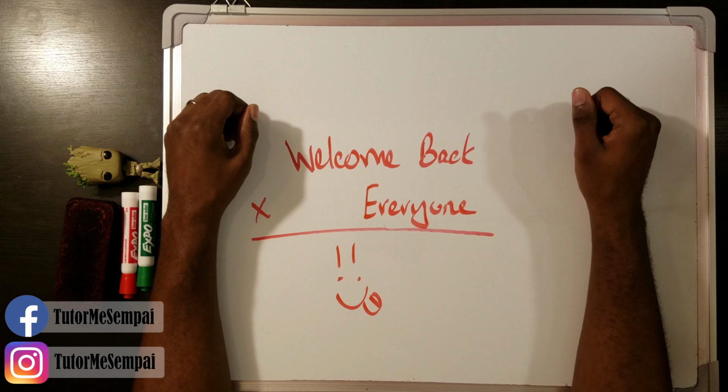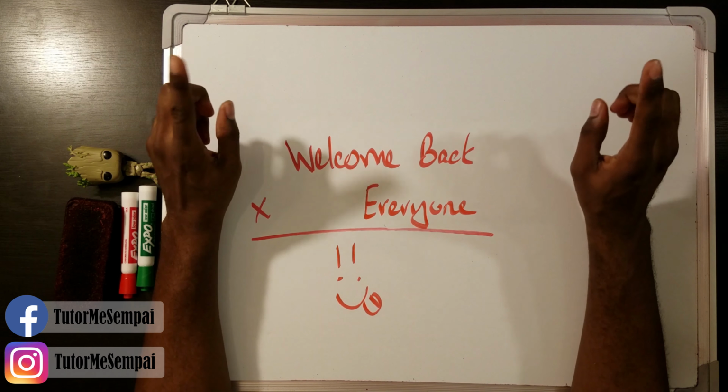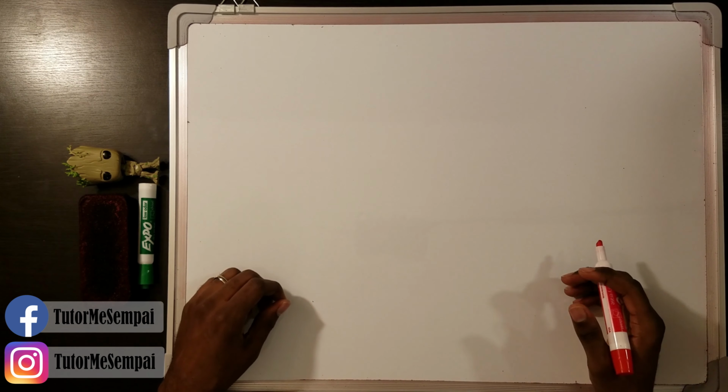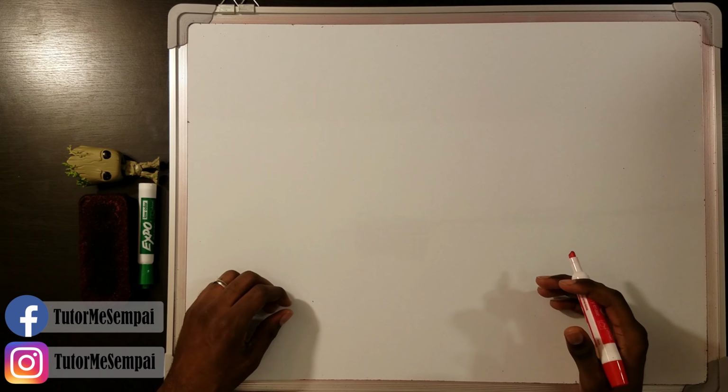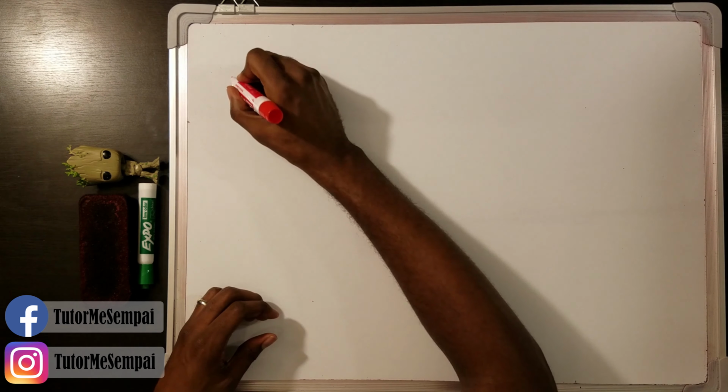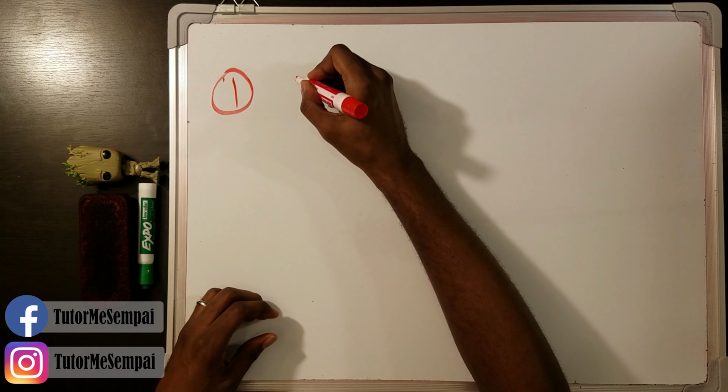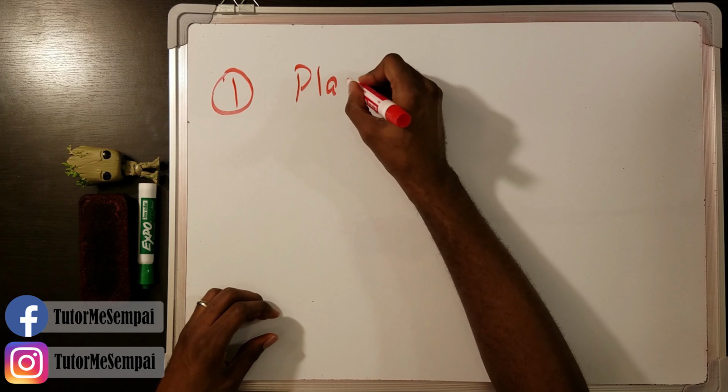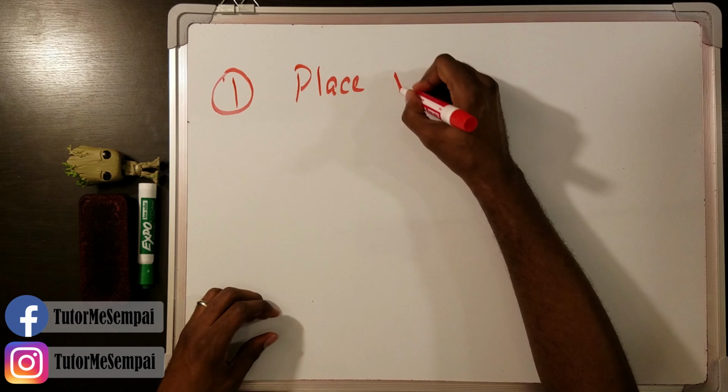Well, without further ado, let's talk a little bit more about multiplication by one-digit numbers. Before we get into our two examples for today, there are two recommendations that I would like to pass on to you. The first one being, I recommend you know or have a good understanding of your place values.